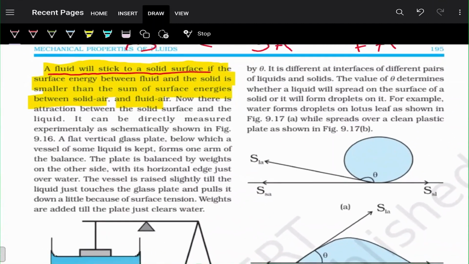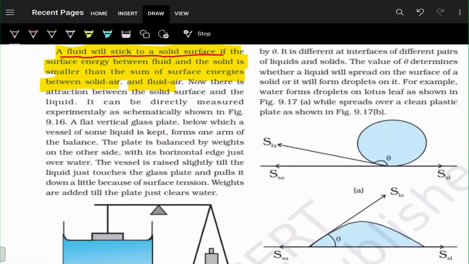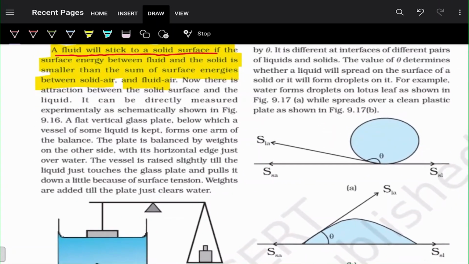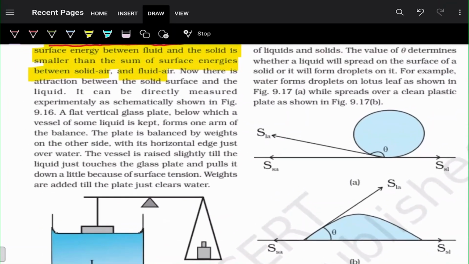If the surface energy between fluid and the solid is smaller than the sum of surface energies between solid-air and fluid-air. Simple. Okay. Now there is attraction between the solid surface and the liquid. It can be directly measured experimentally as schematically shown in figure 9.16.